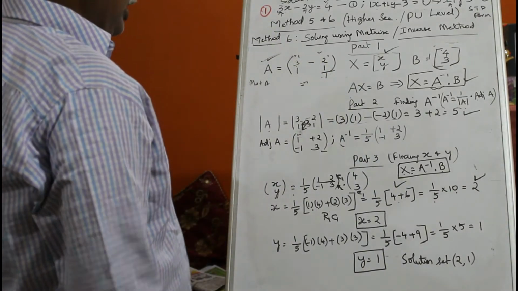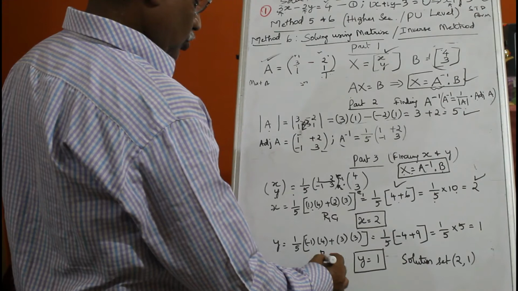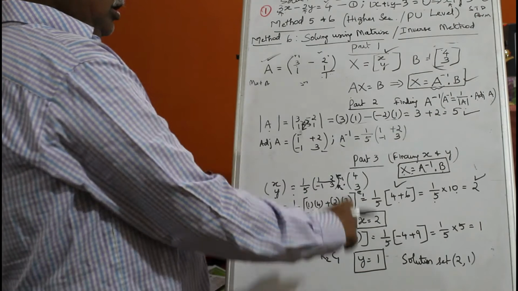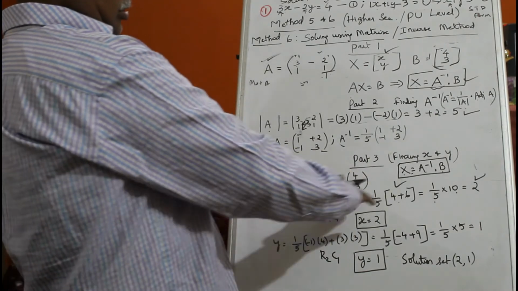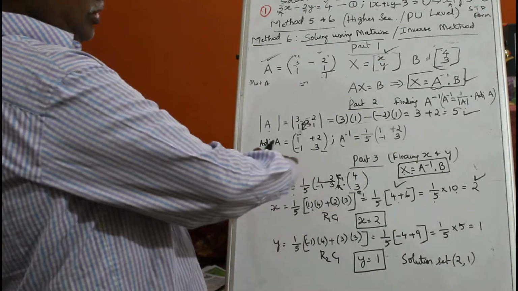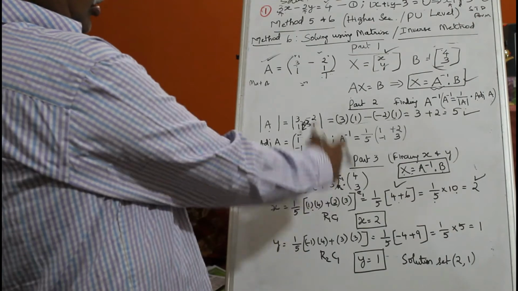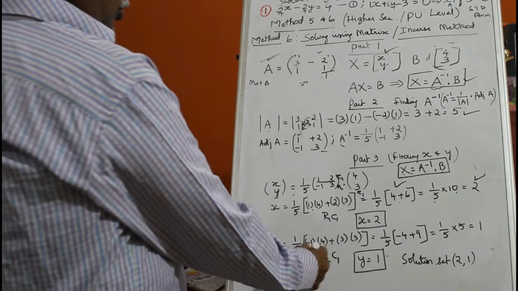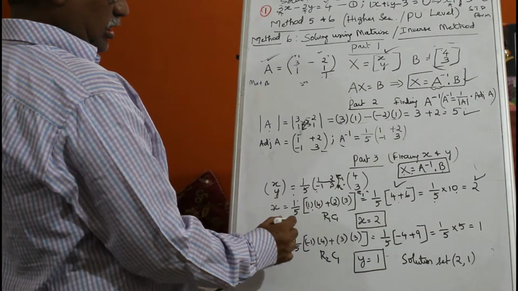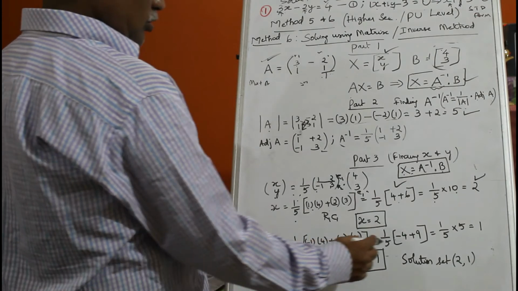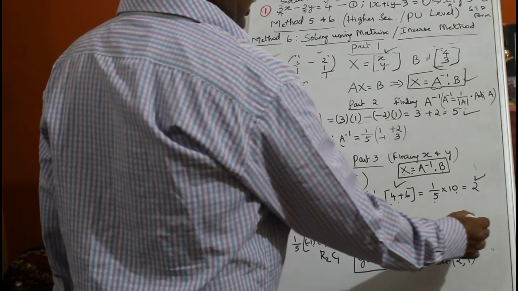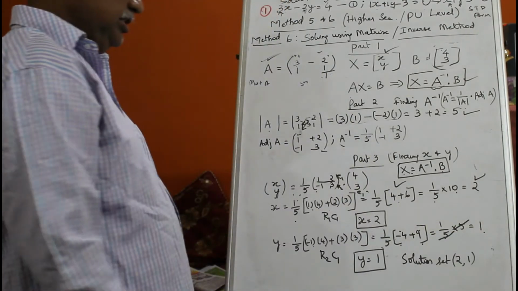Next is y. y is row 2, column 1. This is called row 1, row 2. This is only one column. Horizontal ones are called rows and vertical ones are called columns. Horizontal means line position, column means standing position. So row 2, column 1: minus 1 into 4, 3 into 3. But don't forget this 1 by 5, it is common for both. So you get 1 by 5 into minus 4 plus 9. 9 minus 4 is 5. This 5 and 5 get cancelled, equal to 1. Solution set is 2, 1.